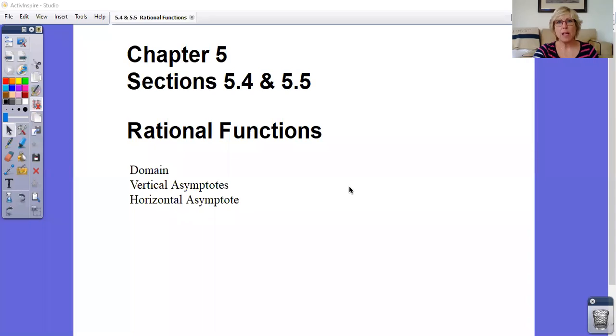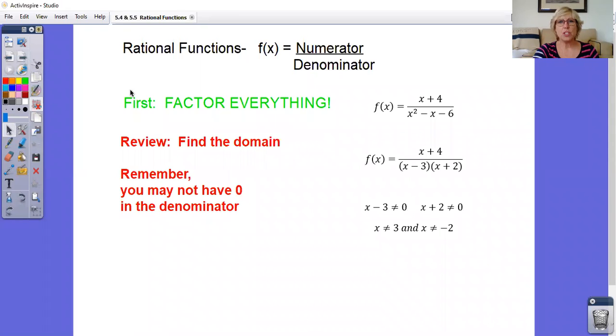Hello there, and I would like to go ahead and get started with Chapter 5, Sections 4 and 5, and this is all about rational functions. We've already talked a lot about domain and vertical asymptotes. We're going to get into a couple of other things, but let's just review what to do when they ask for the domain of a rational function.